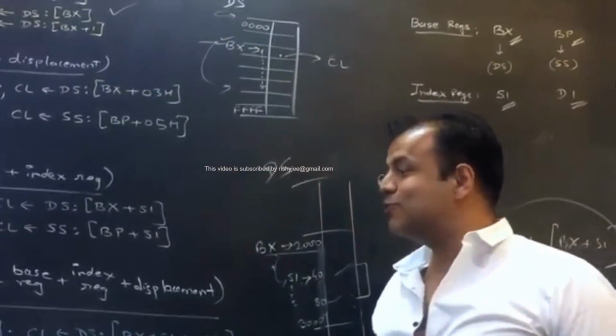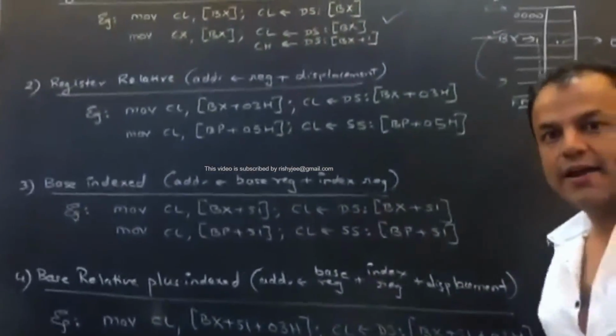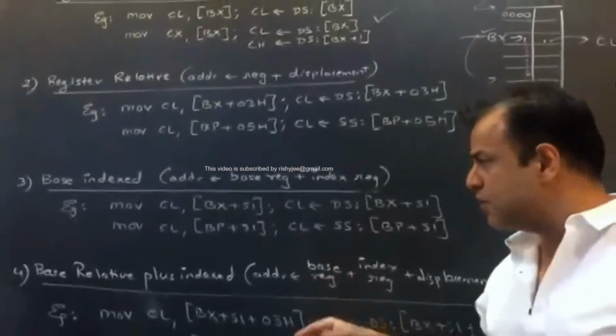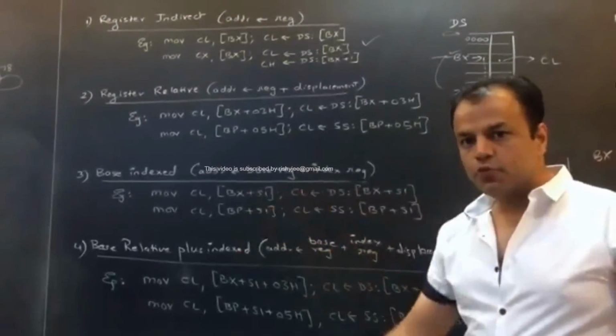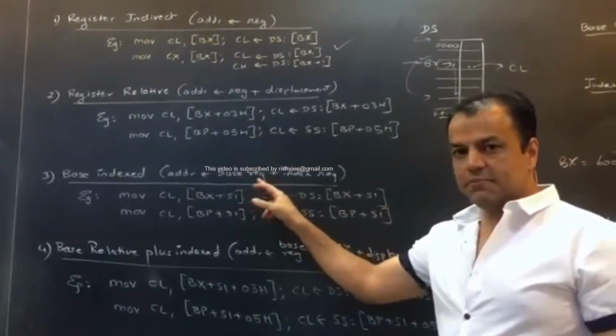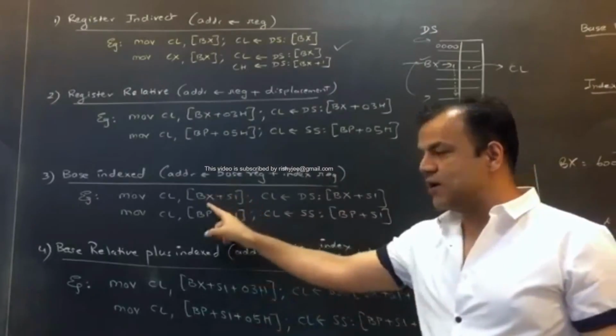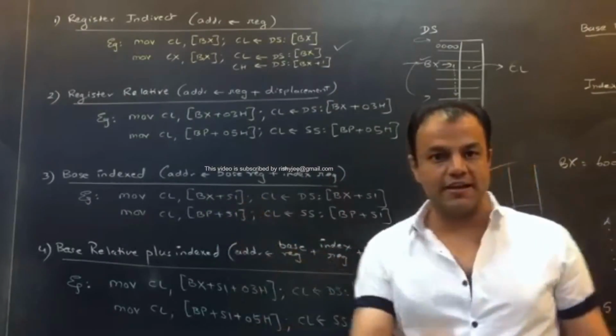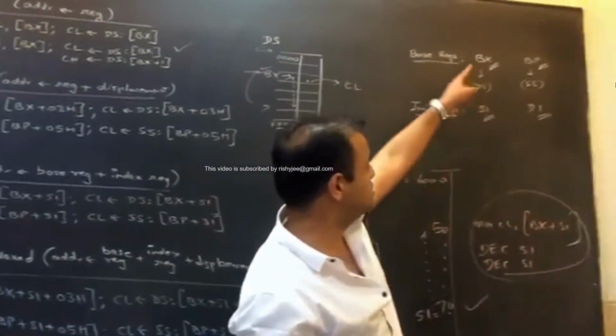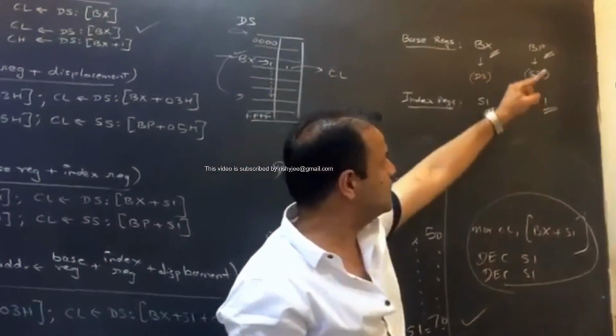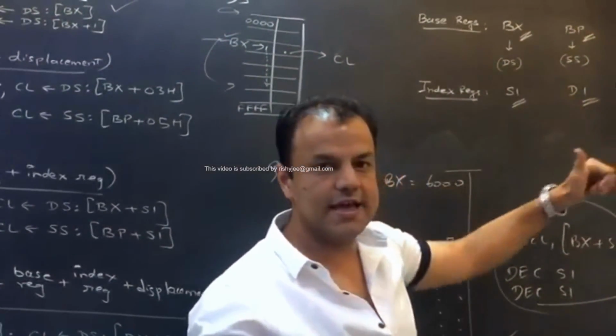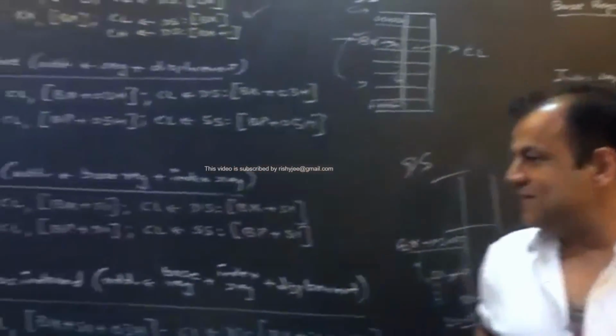People think, oh, it's so cool, you can add any two registers. You can't add any two registers. I have not written address is the sum of two registers. I've clearly written it's a base register and an index register. One of them has to be a base, one of them has to be an index. So there are only 4 possible combinations: BX plus SI, BX plus DI, BP plus SI, BP plus DI. Are you clear? So that was base index addressing mode.